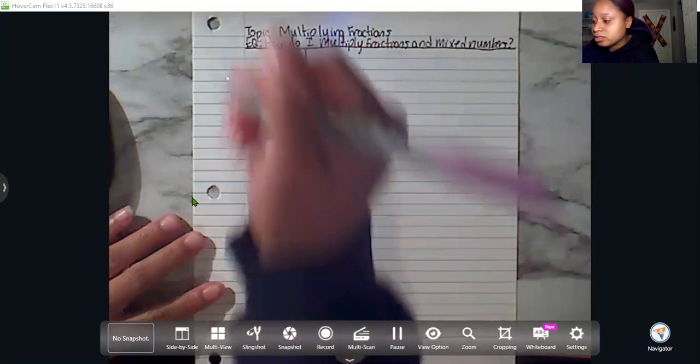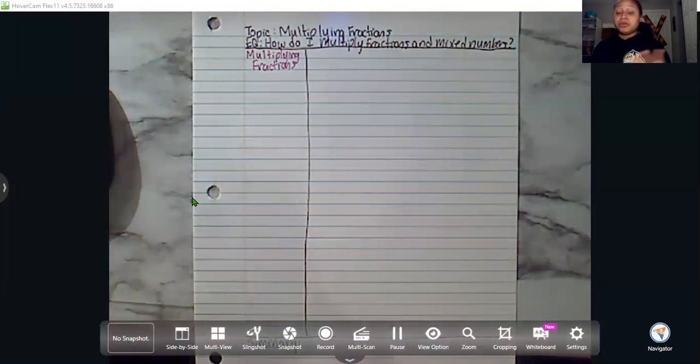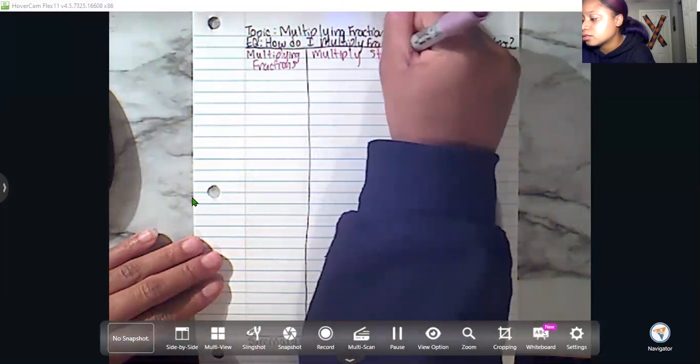So the first process that we're going to talk about is multiplying fractions. So this is just multiplying normal fractions, like proper fractions. When you multiply fractions, it's very simple. You just multiply straight across. So your numerator times your numerator, your denominator times your denominator. Straight across.